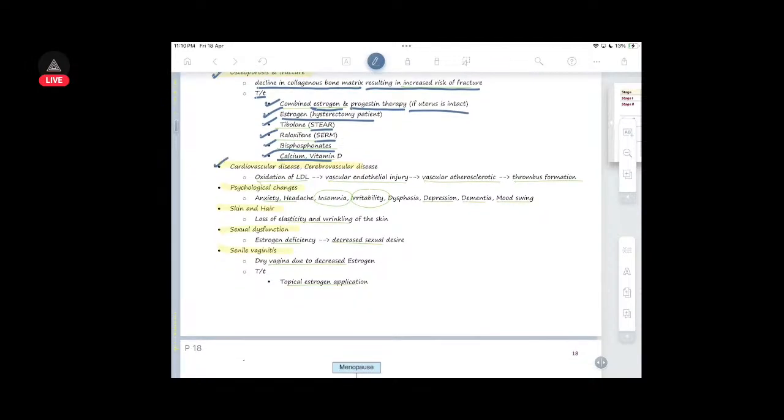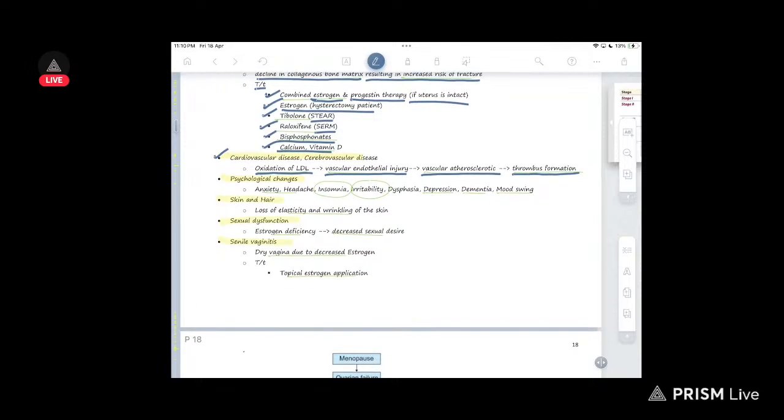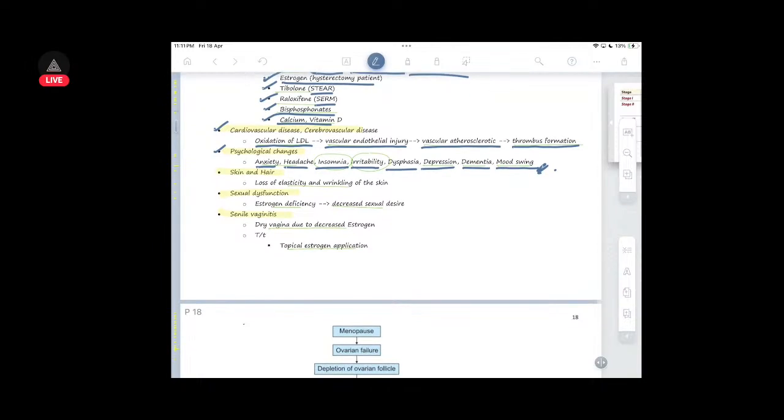Then cardiovascular disease or cerebrovascular disease, you have oxidation of LDL leading to vascular endothelial injury, leading to vascular atherosclerosis and thrombus formation. Psychological changes, you have anxiety, headache, insomnia, irritability, depression, dementia, and mood swings. All of them can be there. Lot of problems will be there. Skin and hair, there will be loss of elasticity and wrinkling of the skin. Sexual dysfunction, estrogen deficiency. Estrogen deficiency will lead to decreased sexual desire.